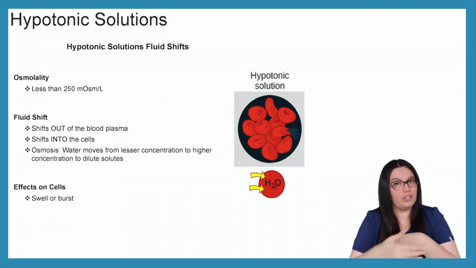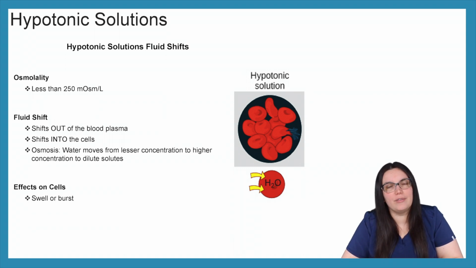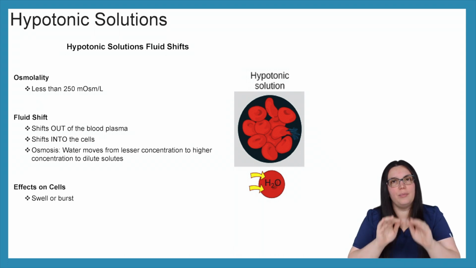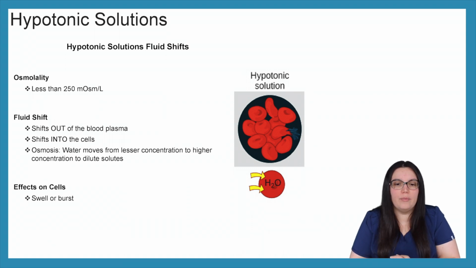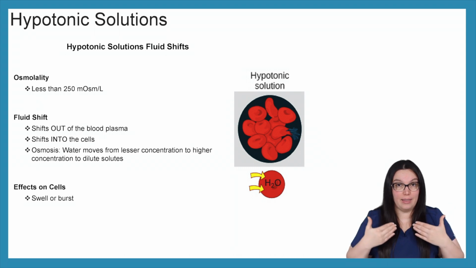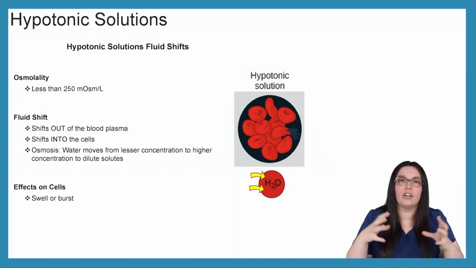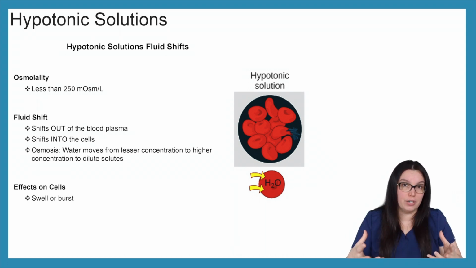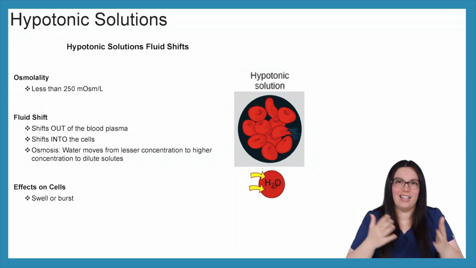Let's talk about fluid shifting when it comes to hypotonic solutions. We know that they have an osmolality of less than 250. So how does fluid shift? Fluid is going to shift out of the blood plasma and into the cells. That's done through osmosis. Water moves from the lesser concentration to the higher concentration to dilute those solutes. Because fluid shifts from the blood plasma into the cell, it's going to cause our cells to get really big. They're going to become very swollen, and they can eventually burst if there is too much of an osmotic difference between the cell and the fluid.